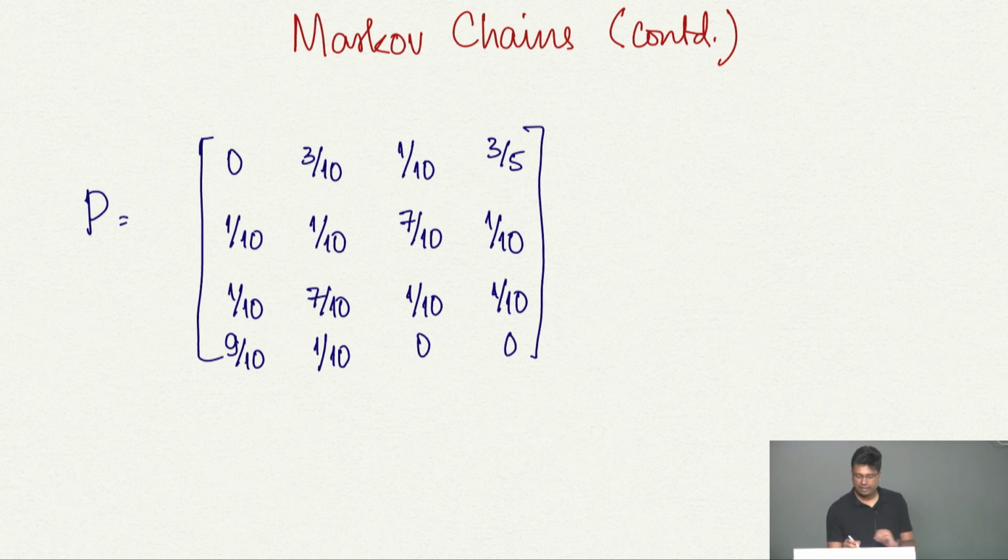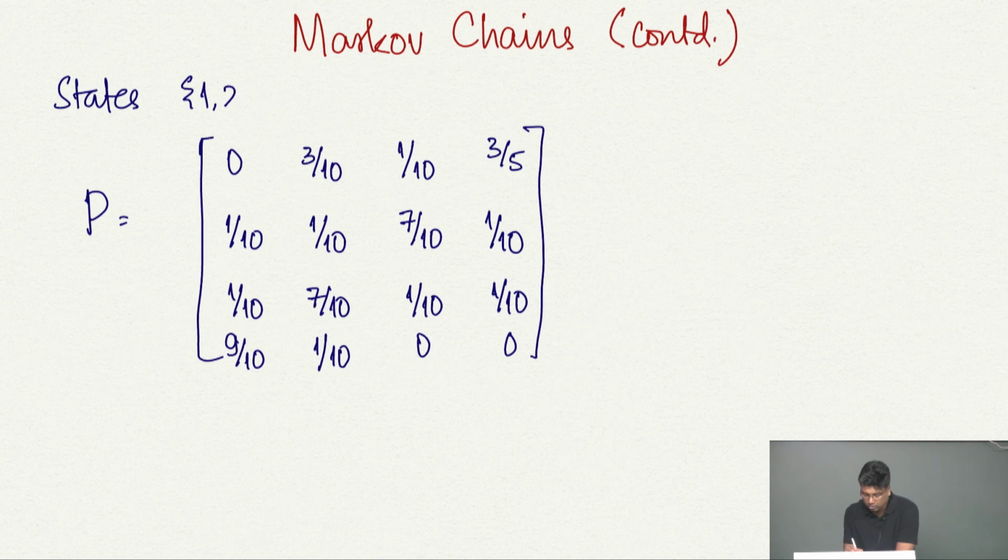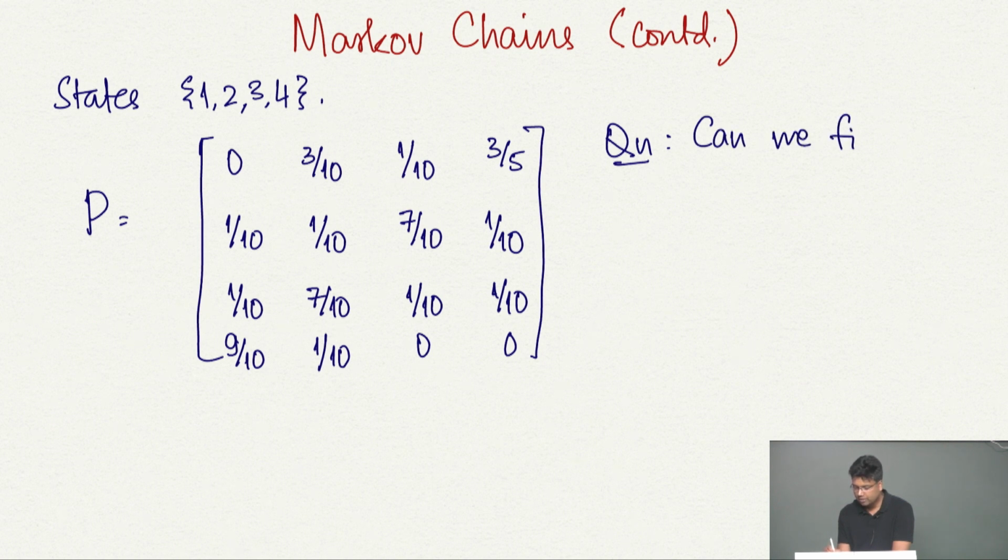Let's say we have states 1, 2, 3 and 4. Suppose we have 4 states. Between these 4 states, we are looking at a transition matrix, and this transition matrix is given to you. So the question is, can we find the stationary distribution of this?